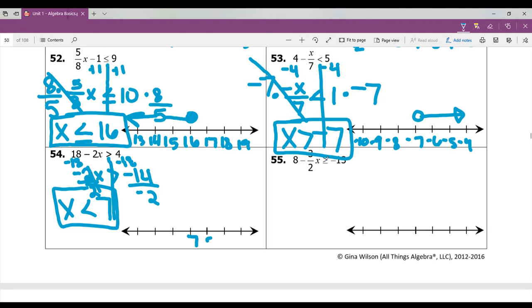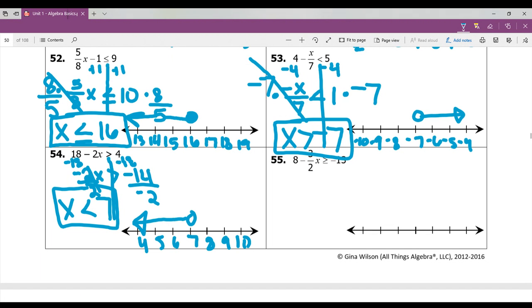So 7 in the middle, 8, 9, 10, 6, 5, 4. Let's put us a dot on 7. It's going to be open because there's no equal bar. And then we shade to the left.